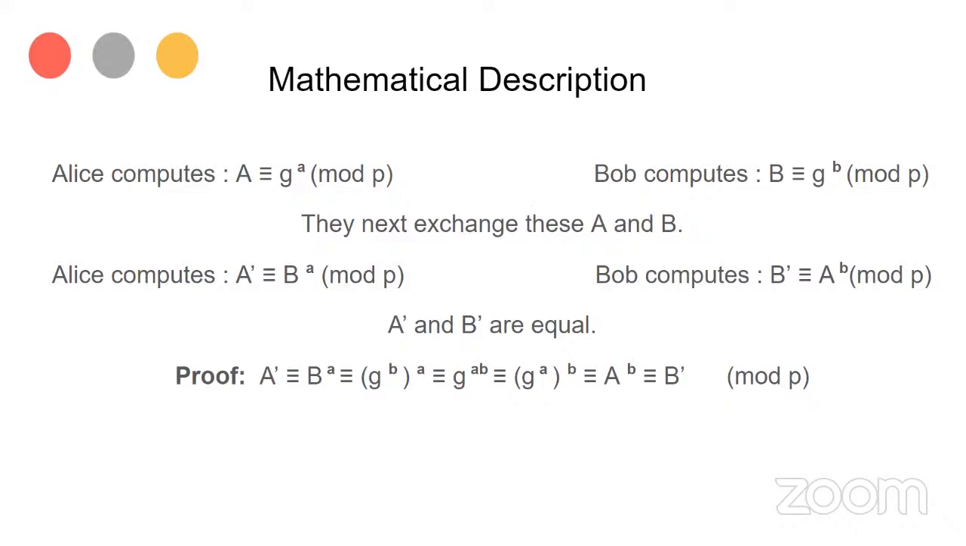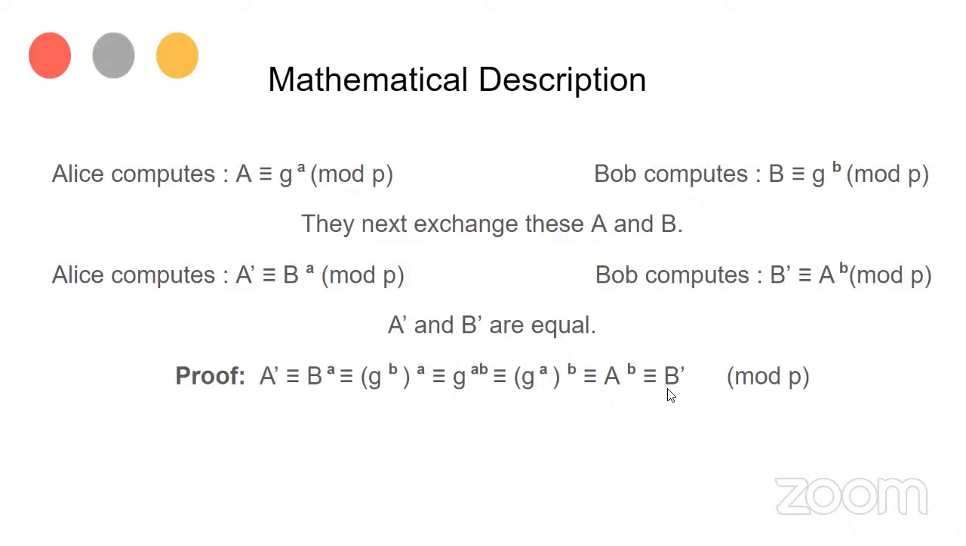After exchanging, Alice will compute the same kind of value using her own private key, performing the same expression, and using the value received from Bob. A dash is congruent to B to the power a mod p, and Bob computes B dash, which is congruent to A to the power b mod p. Now we have to look at how A dash and B dash are equal. If we look at the proof, A dash is congruent to B to the power a, which is congruent to g to the power b to the power a, which becomes g to the power ab, which is again congruent to g to the power a to the power b, which is congruent to A to the power b. And hence it is equal to B dash.